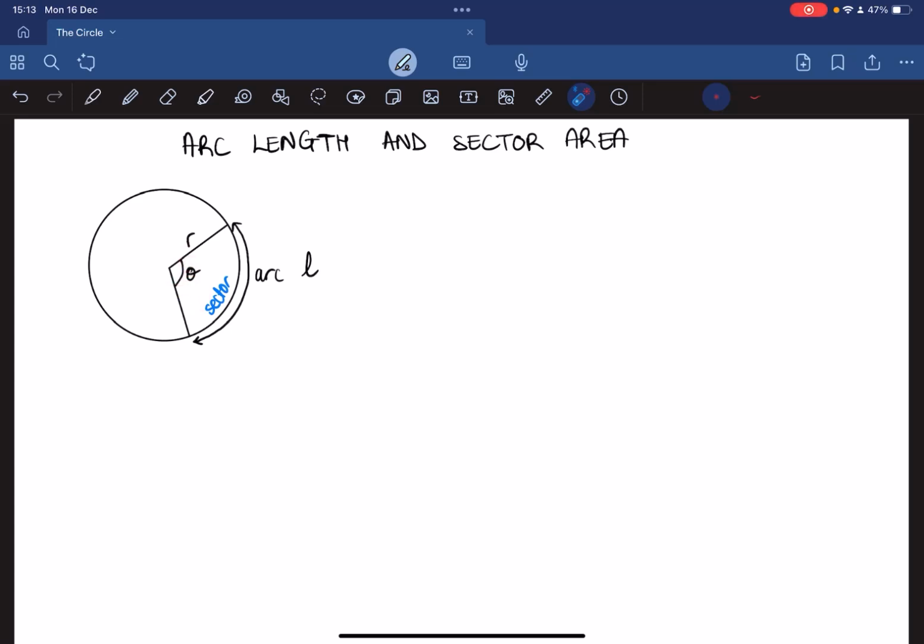The smaller sector or arc is known as the minor sector, or the minor arc, is what we have right here. The larger sector or arc is known as the major, and we're talking about this whole part right there.